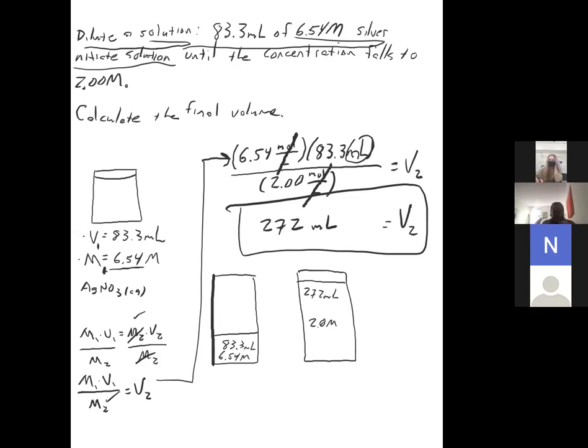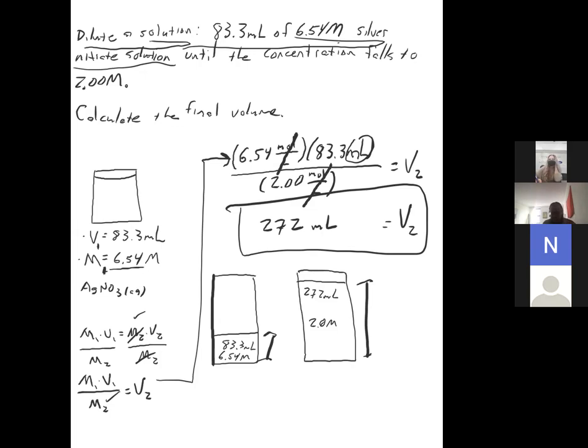First of all, we know the total volume's got to be larger than it started off as, right? If you're diluting something, you're adding water. So if we had come out with a volume of 40 milliliters, we would know that's wrong, because if you're starting at 6.54 molar and adding water to make it 2.0 molar, the volume has to be larger at the end. If you add water to Kool-Aid, that's what dilutes it. So the volume has to be more than 83.3 milliliters. So that's good that it was 272.